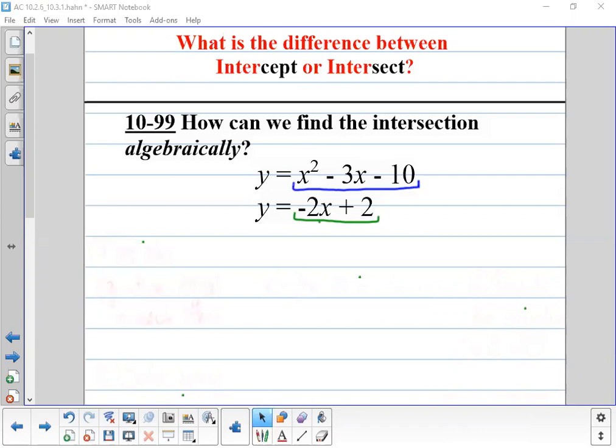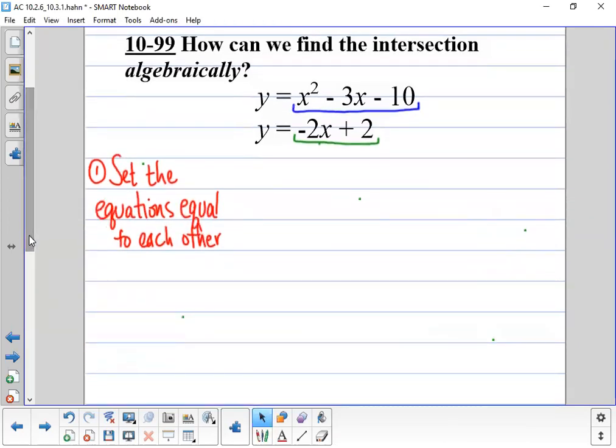Okay, so step 1. We're going to set the equations equal to each other. So that means I am going to write x squared minus 3x minus 10 equals negative 2x plus 2. That's your first step. Since they both equal y, they must equal each other. So set them equal to each other.